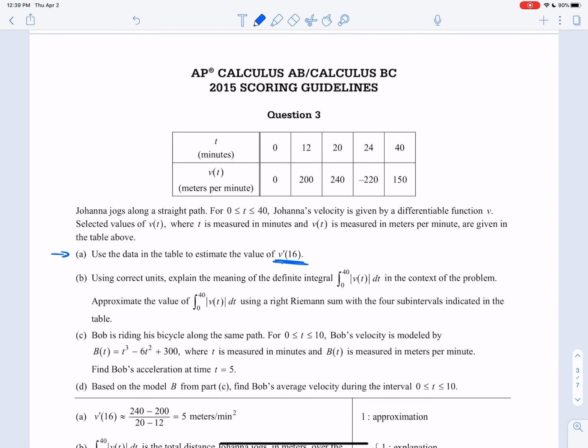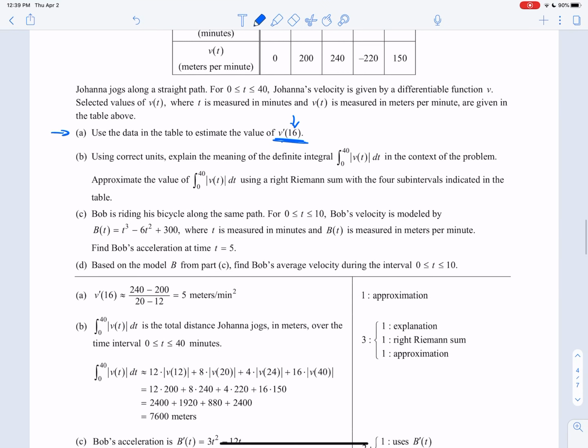So remember, if we have the function, we can find the derivative very easily. But we only have a table, so we have to estimate it by picking 2 points that are closest to 16. In this case, it's going to be 12, 200 and 20, 240, okay? Pretty much slope here. So y2 minus y1, I'll direct you to the scoring guidelines there, okay? You can leave it there.